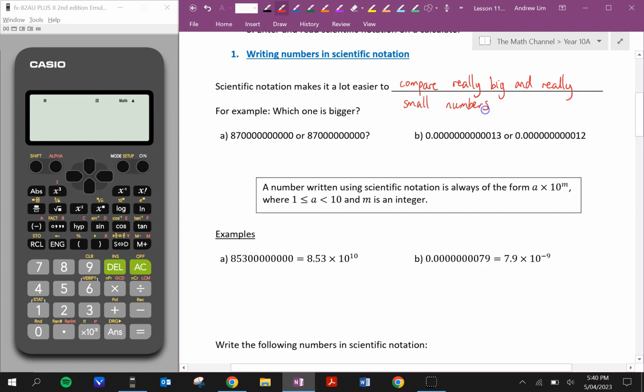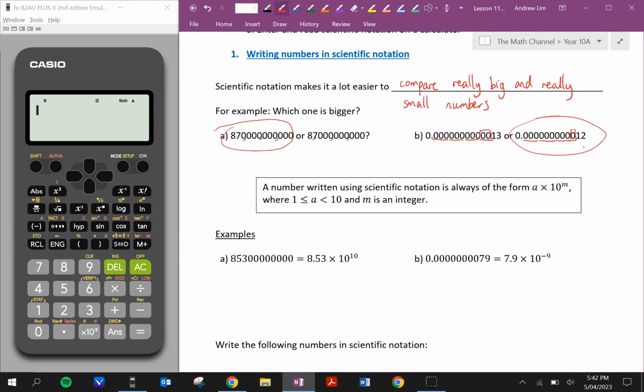So for example, which one is bigger in question A and which one is bigger in question B? Maybe pause the video and have a go with this one yourself. Alright, so in question A, the left one has more zeros, so this one is bigger. It's got 3, 6, 9, 10 zeros, and the right one only has 3, 6, 9 zeros. And in question B, the right one is smaller because it's got fewer zeros. 3, 6, 9, 10, 11 for this one, and 3, 6, 9, 10 for this one, so that one is bigger.